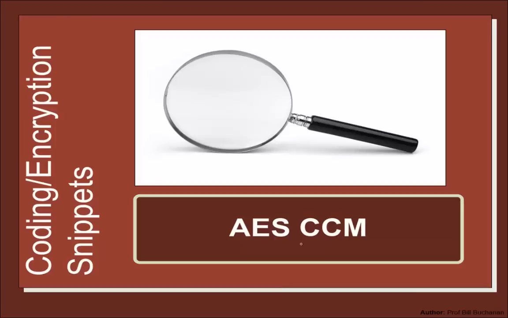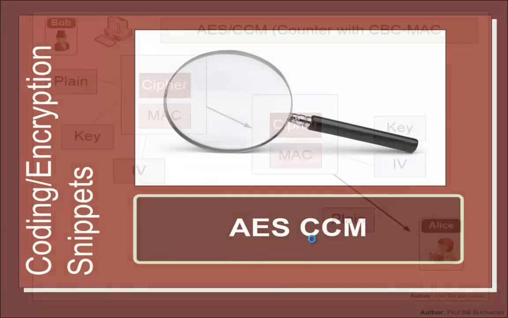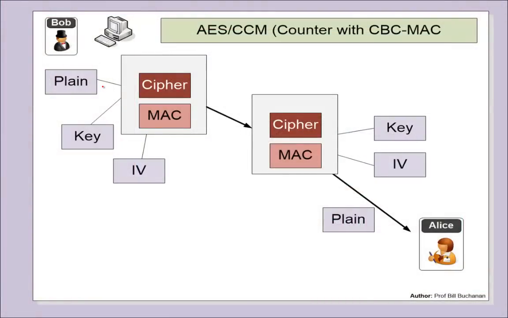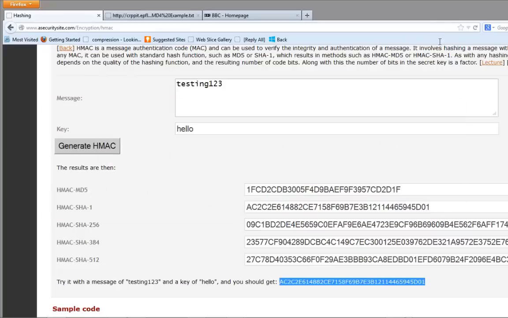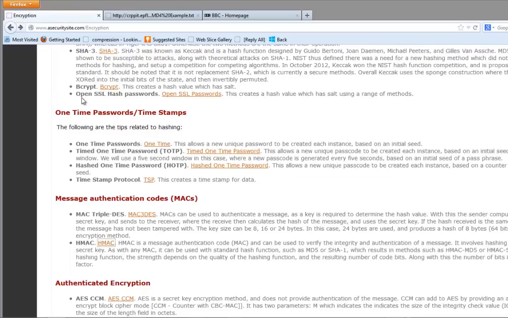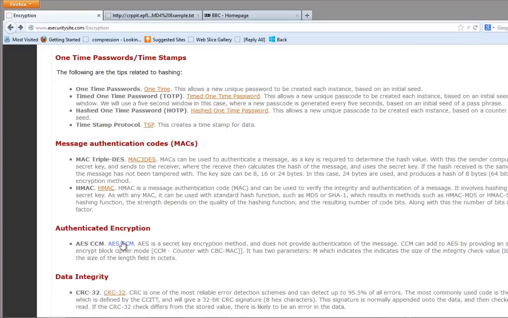So an example of this is the AES CCM. With CCM, we have some plain text, we apply a key, and we apply an IV. It will then generate a MAC for us and the cipher, and then at the other end we can actually check the message with its MAC code. So this is known as AES counter with CBC MAC, and you should find that there's an example of this on the website here.